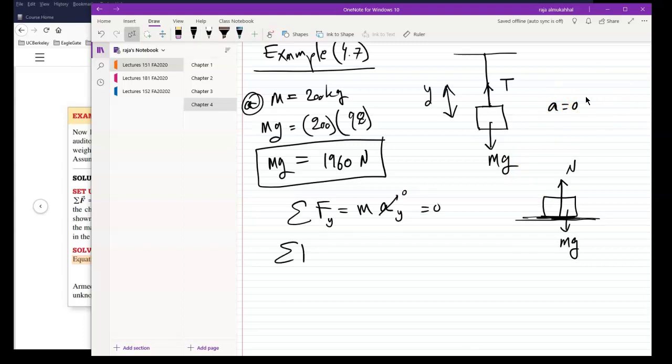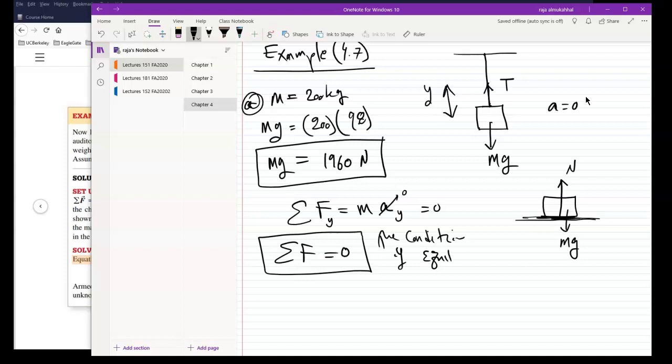So we say sigma F equals 0. This mathematical statement is called the condition of equilibrium. Very, very important statement. So if someone asks you what the word equilibrium means in physics, you just say sigma F equals 0. All the forces on the object sum up to 0.